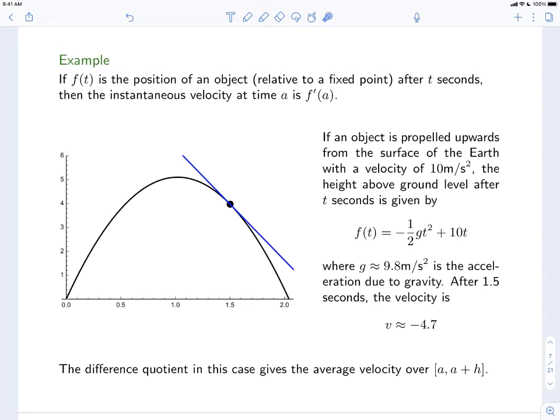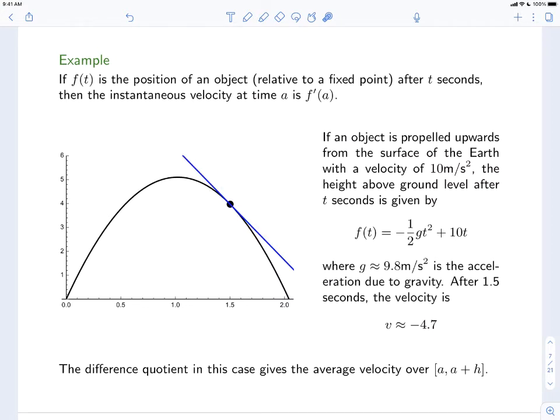The difference quotient in this case gives the average velocity over a time interval. And if you compute the limit of those average velocities as h goes to 0, you end up with the instantaneous velocity, which in this case is minus 4.7. That's also the slope of this blue line. This blue line is the tangent line to the curve. Notice that it's negative. That's because the slope is negative.